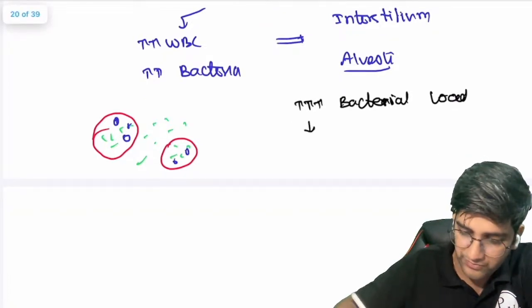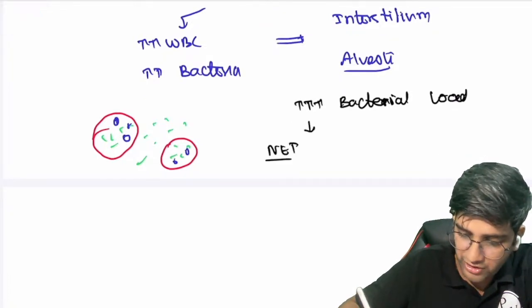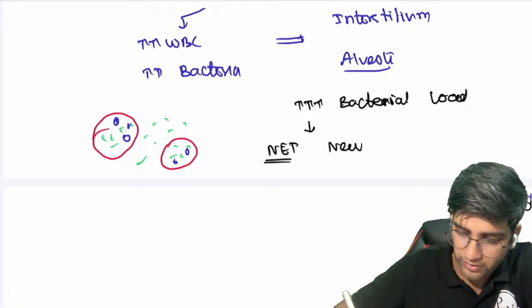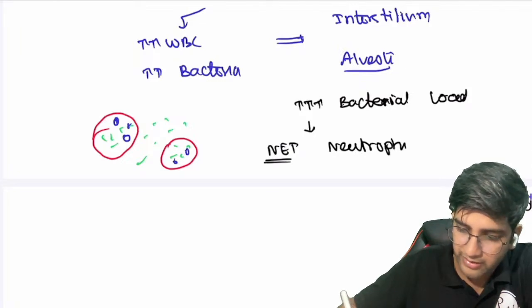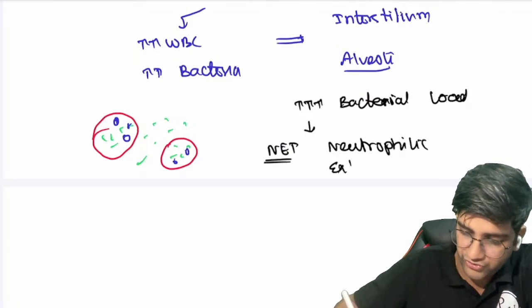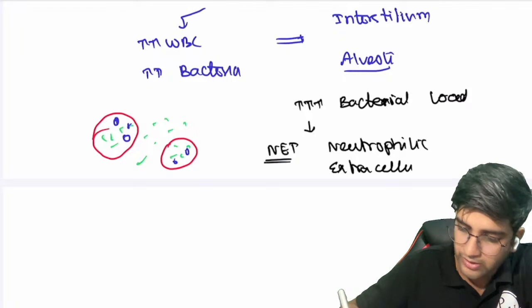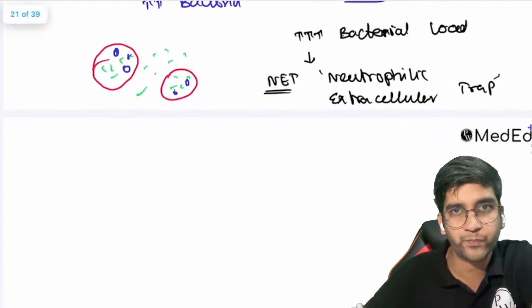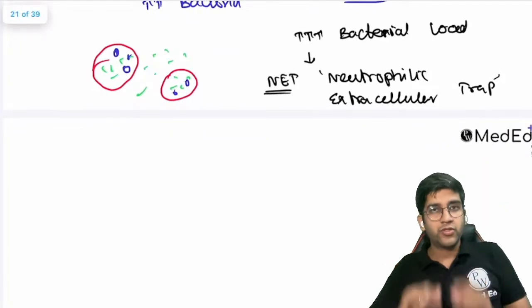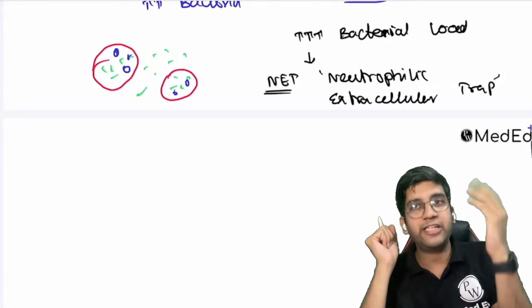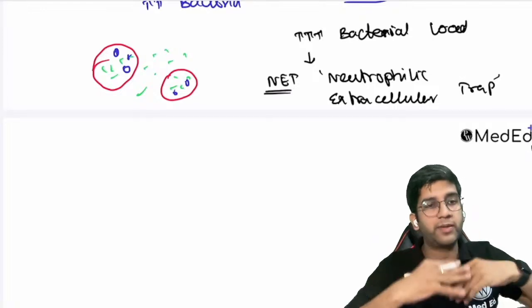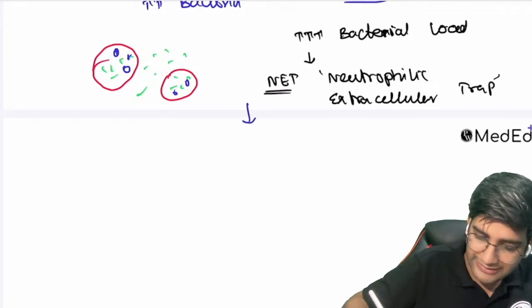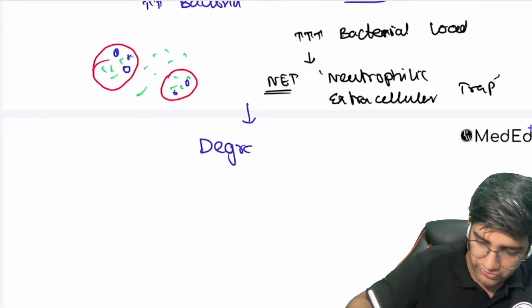Do you remember that? Have you heard this name? NET? If so, what is NET? Neutrophilic extracellular trap. Have you heard this? Yes or no? You must have, for sure. So here, the bacteria is very, very high. My WBC cannot destroy them. So my WBC degranulates, right? Neutrophilic extracellular trap is nothing but degranulation of WBC.